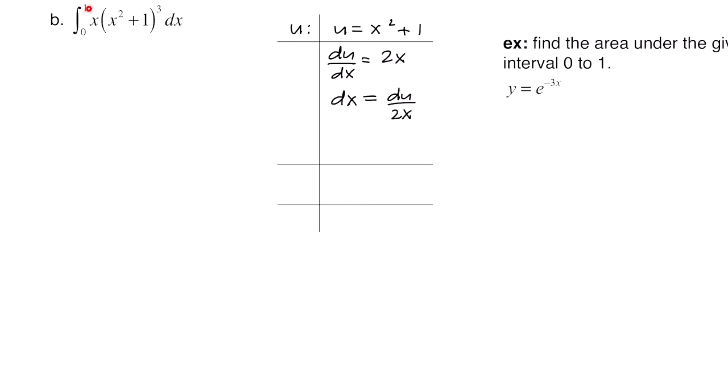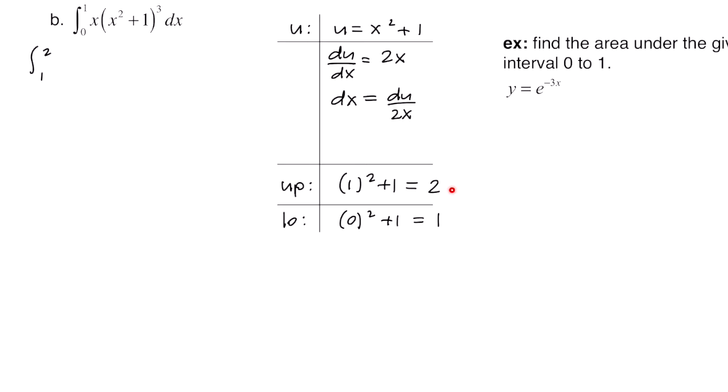Next, we're going to convert our upper and lower limits. So we're going to take our upper limit, we're going to take 1 and plug it in right here for x. So you get 1 squared plus 1, and that equals 2. And for our lower limit, we're going to take 0 and plug it in right here, and you end up getting 1. So we're ready to plug this all in.